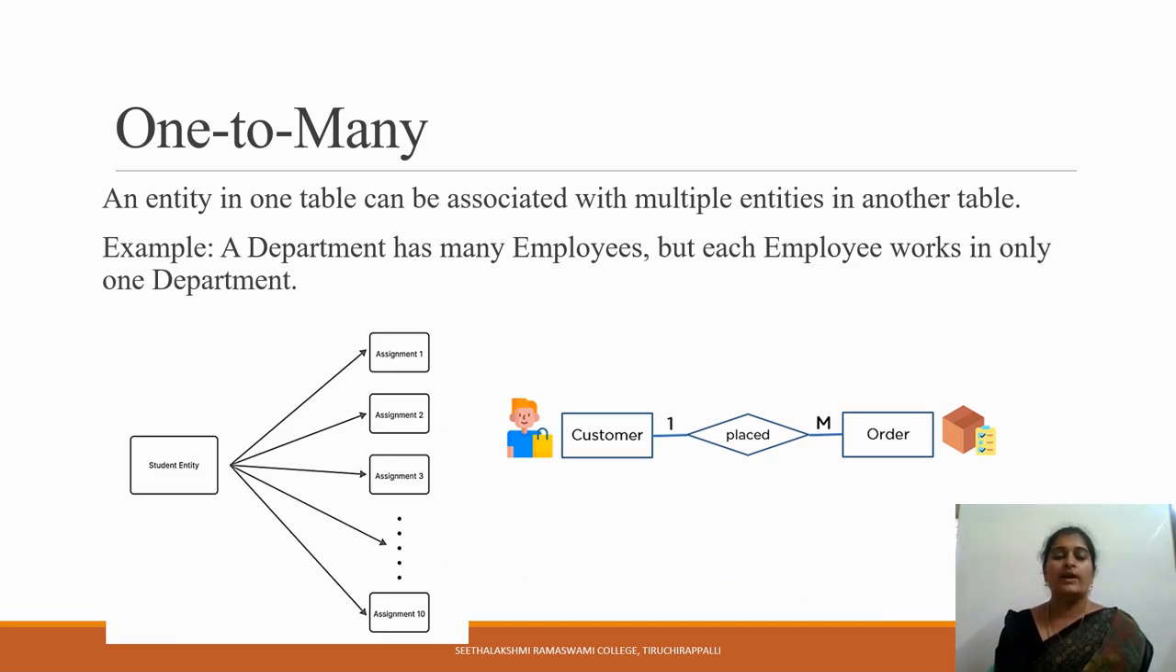One to many. Here, one entity can be associated with multiple entities in another table. A department has many employees and a customer can place many orders. These are examples of a one-to-many relationship.